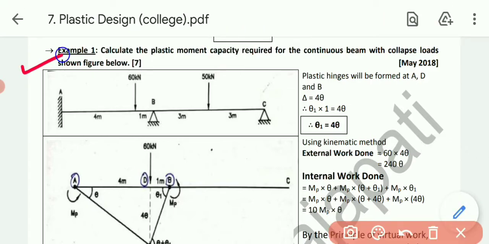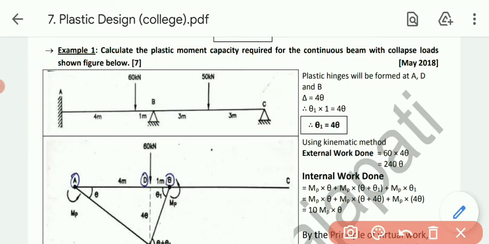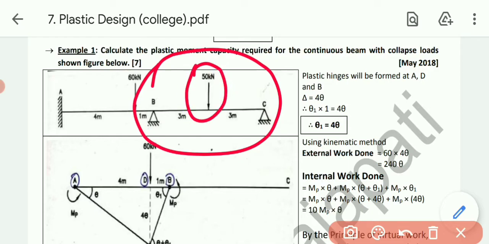Now the data stands for example number 1. Calculate the plastic moment capacity required for the continuous beam with the collapse load shown in the figure. It was asked in May 2018 for 7 marks. Now, the beam is given in the data. It is a continuous beam, ABC. Span AB is acted upon by a 60 kN eccentric load, 4 meter from A and 1 meter from B, while in portion BC, it is acted upon by a central point load, 3 meter, 3 meter.